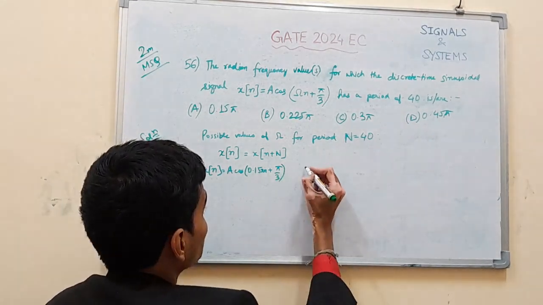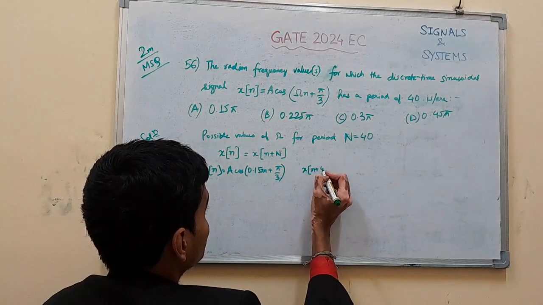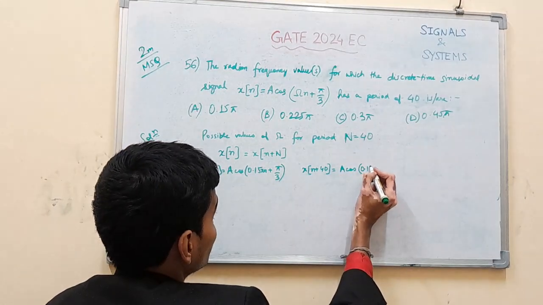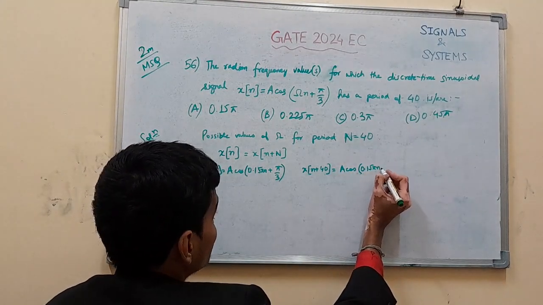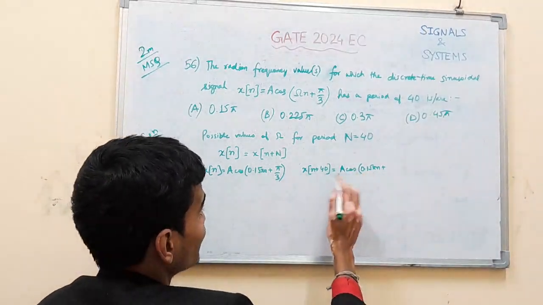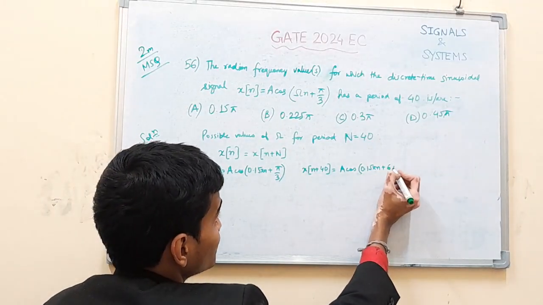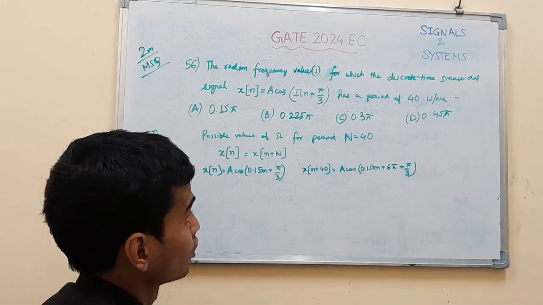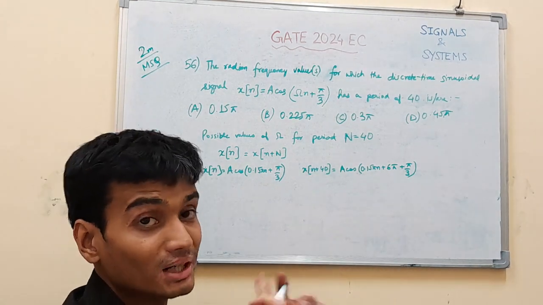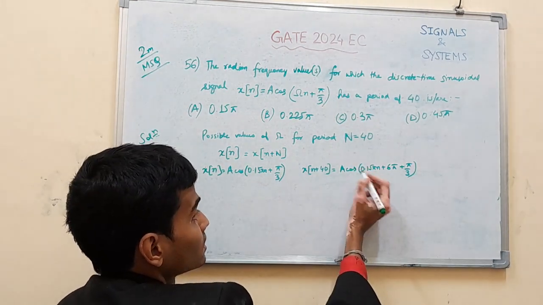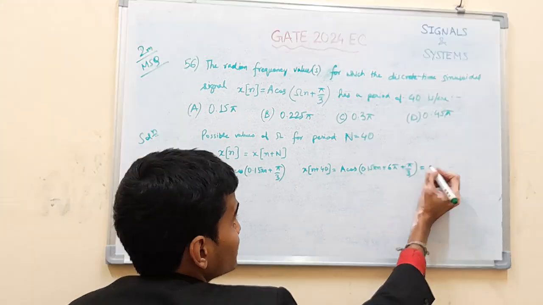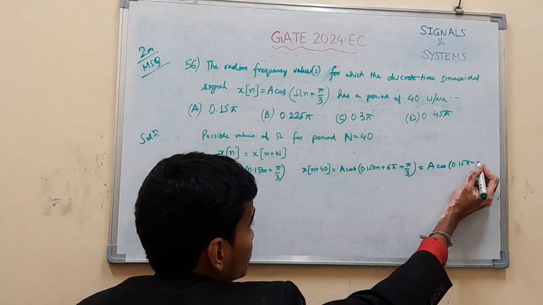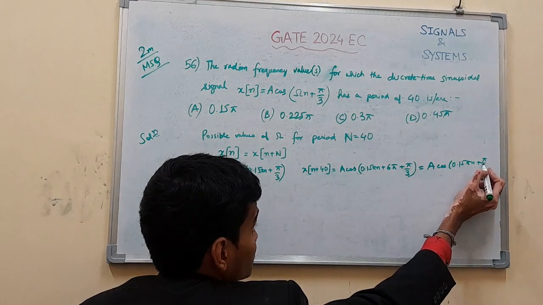Now if we put x of n plus 40, we get what? A cos of 0.5 pi n plus 0.5 pi into 40, that means 20 pi, plus pi by 3. Now cos of 2 pi or any multiple of 2 pi plus some angle will be the same angle, right? It will be the same as A cos of 0.5 pi n plus pi by 3.